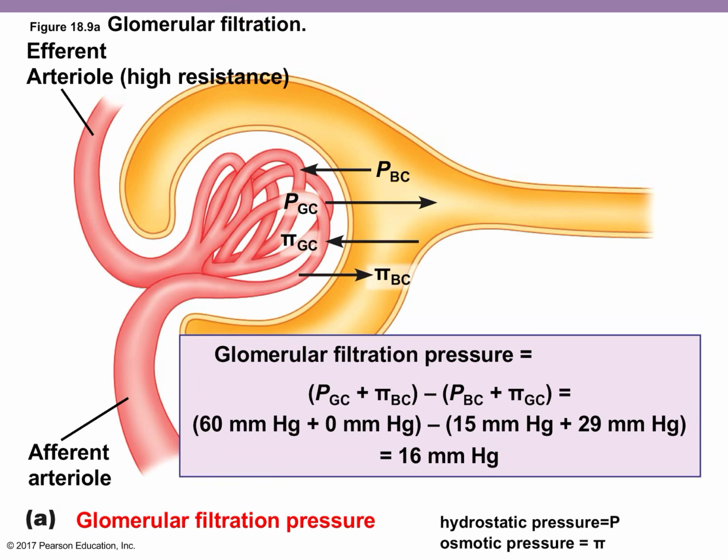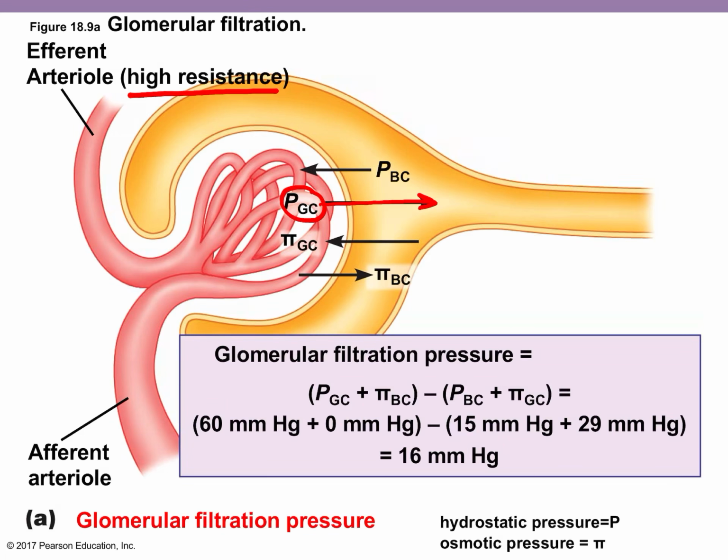So in your outline, we have some pressures that are going to favor filtration or moving out of the bloodstream, which is the glomerular capillary hydrostatic pressure. So that is PGC. So the hydrostatic pressure, which is blood pressure, right? The force of the blood in the capillary is going to push the fluid out. You can see we have a really big arrow here, 60 millimeters of mercury.